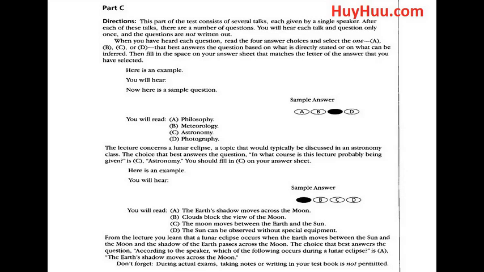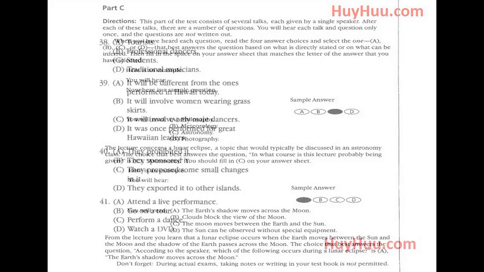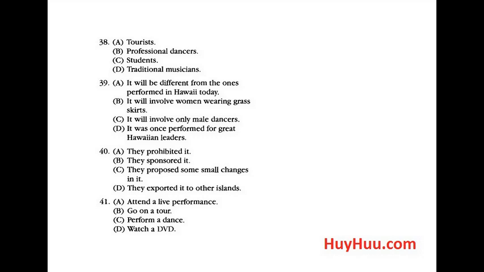From the lecture, you learn that a lunar eclipse occurs when the Earth moves between the sun and the moon, and the shadow of the Earth passes across the moon. The choice that best answers the question, according to the speaker, which of the following occurs during a lunar eclipse, is A. The Earth's shadow moves across the moon. Questions 38 to 41. Listen to a part of a talk about a type of dance.